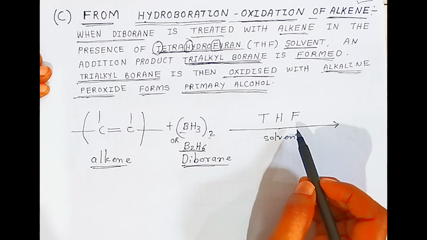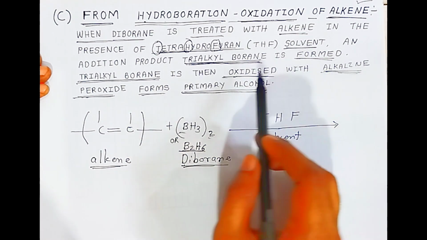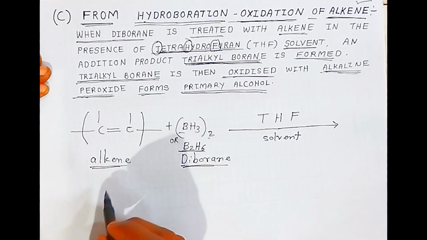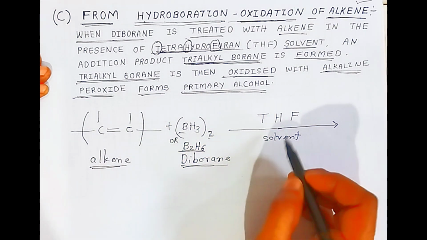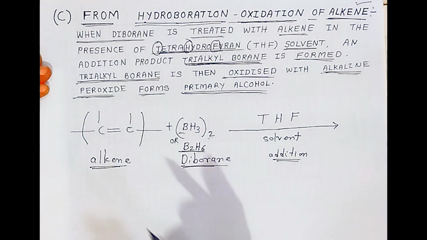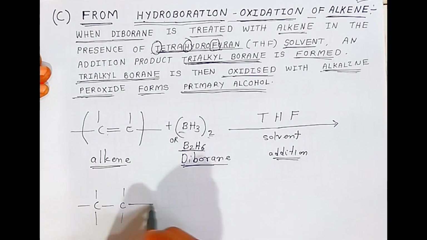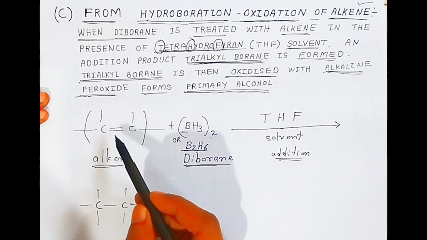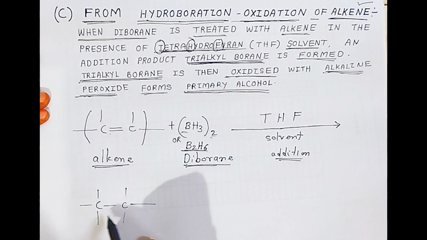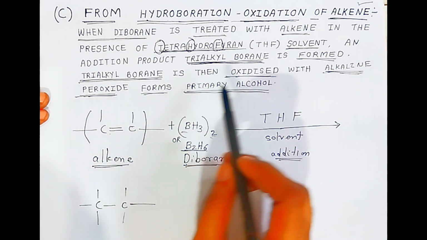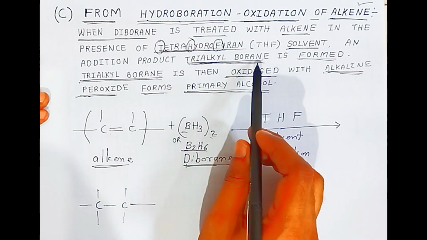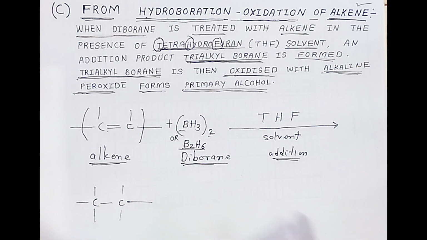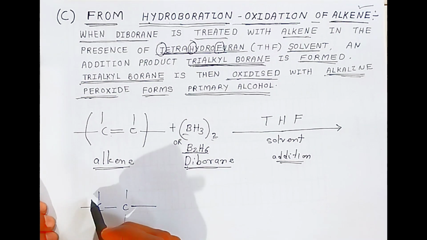When the addition product forms, the addition product is trialkyl borane. There is a formation of trialkyl borane. Since there is an addition reaction, the double bond will become a single bond. So when there is an addition reaction, your reactant, the alkene containing a carbon-carbon double bond, will become a carbon-carbon single bond, and there is a formation of trialkyl borane. So students, this is the alkene. Now it is becoming trialkyl.